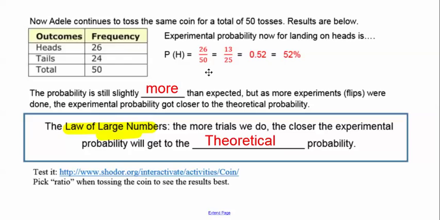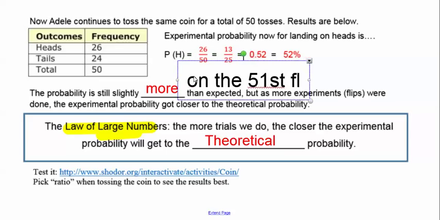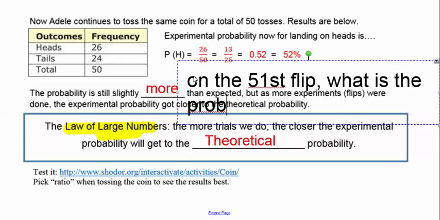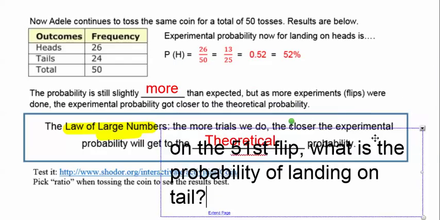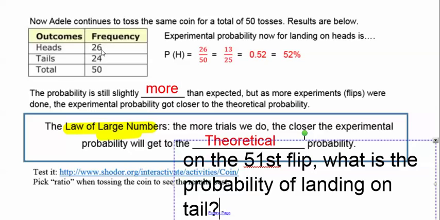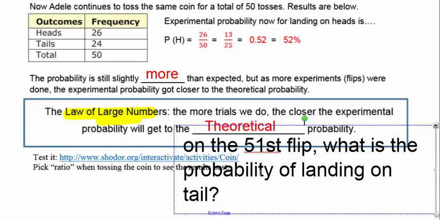Now, but what's important though is even though that's what happened, if a question asked you just, if we had a question just asking on the 51st flip, what is the probability of landing on tails? If that's what they asked you, but they gave you all this information, well, guys, did they say experimental? No. Did they say based on what happened?